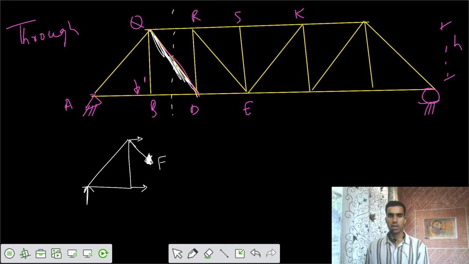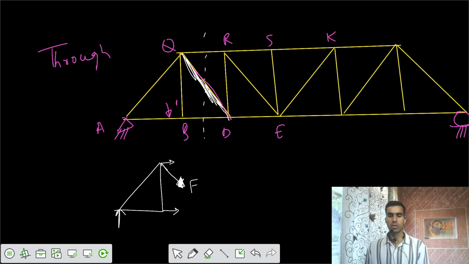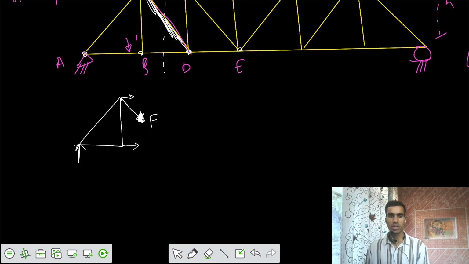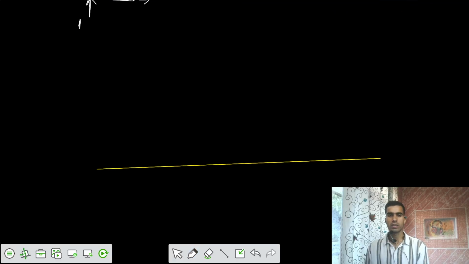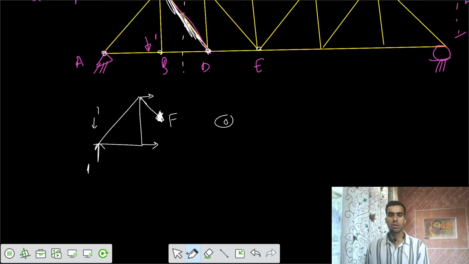Now the loading joints are A, B, D, etc., so the load is placed along these joints. The first case is that the load is placed at A. If 1 unit of load is placed at A, the reaction is 1 and F equals 0. The second case is that the load is placed at B. Here the reaction would be 5/6, and we have some component of F.